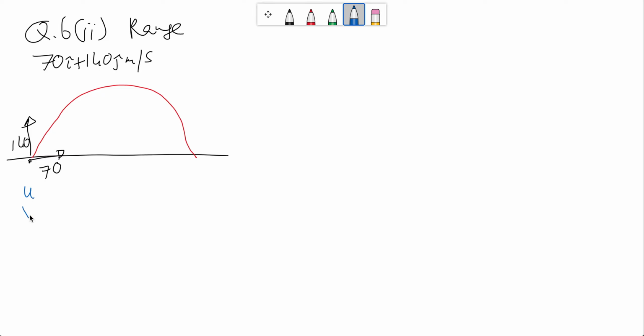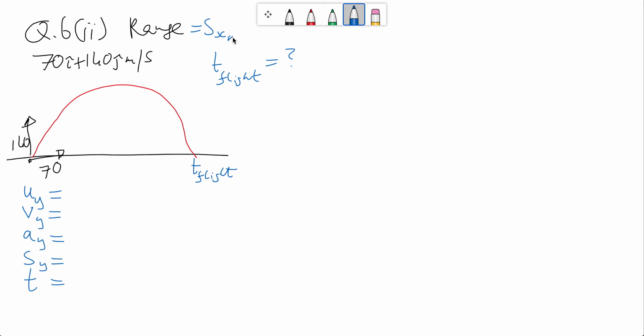Now we want to do our U, V, A, S, and T, and this is Y. What we're trying to find is the time of flight. If we can get the time of flight, that's the time it takes to get to here. If we knew that, we multiply it by 70, then we'll know the distance, and that's the range. So the range, of course, equals Sx max, that's what a range actually is.